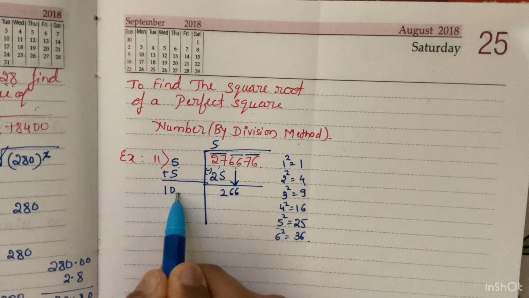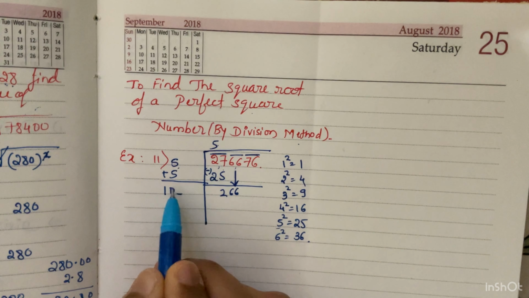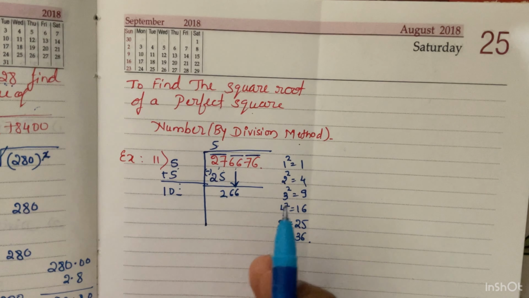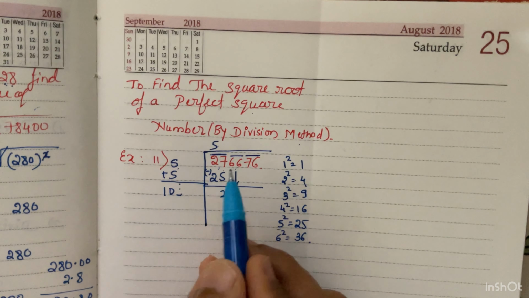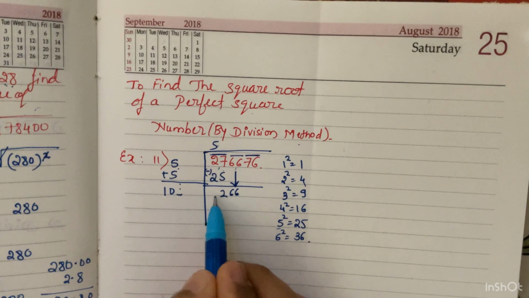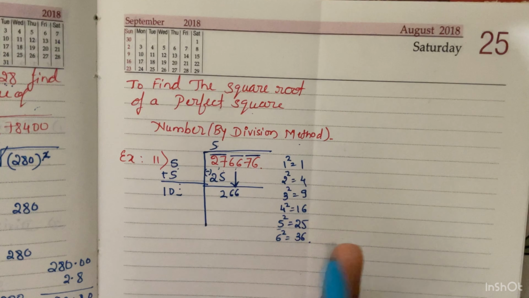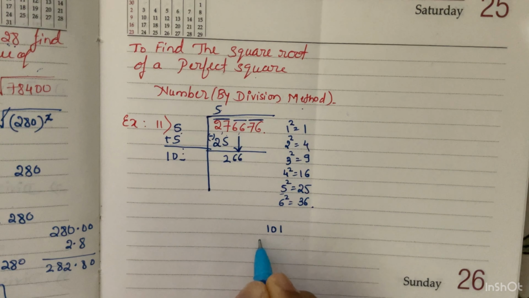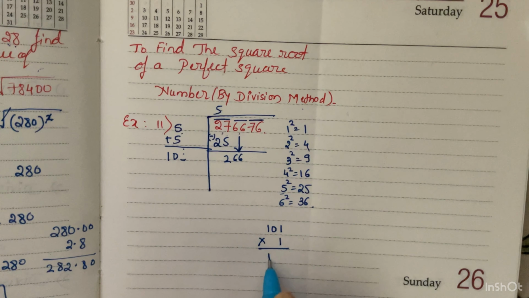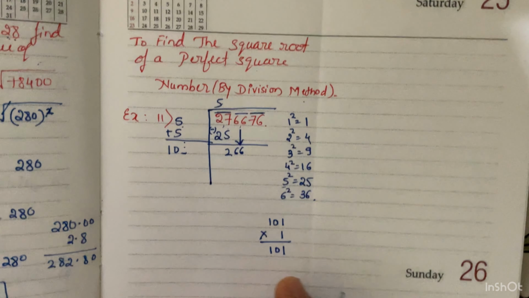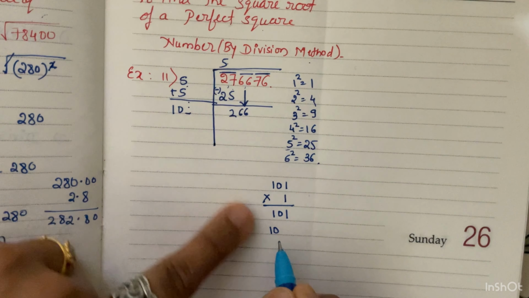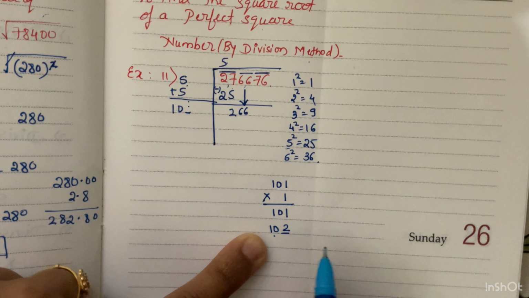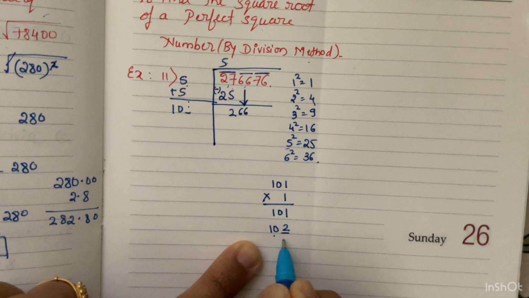Now in the ones place, I have to decide one digit, and we multiply with that digit only, so that we get close to this number, or the same, or smaller than the number. Like here, if I choose 101, I have to multiply with 1 only, so I'll get 101. Now let me try with 10: in the ones place I am adding 2, so the number becomes 102. Whatever digit I have written, that same digit I have to write here.